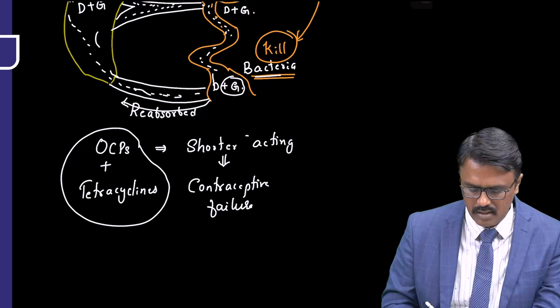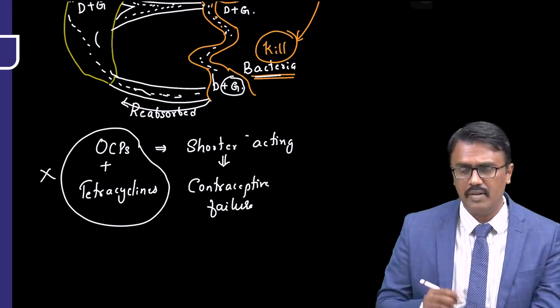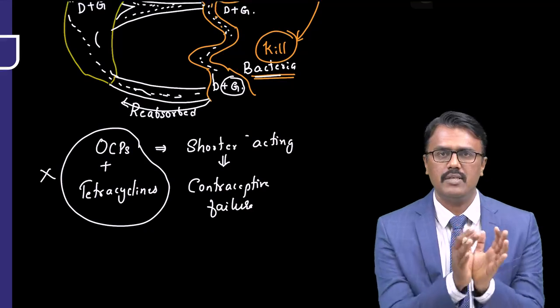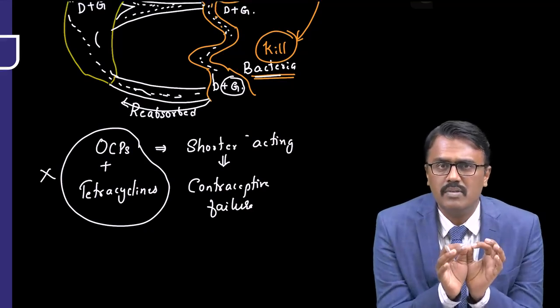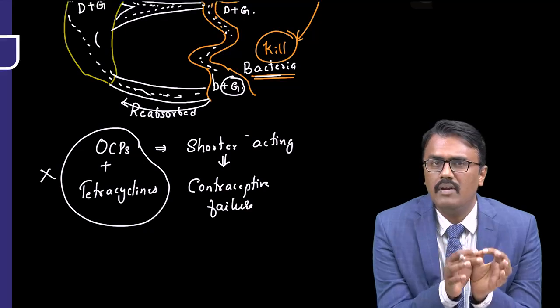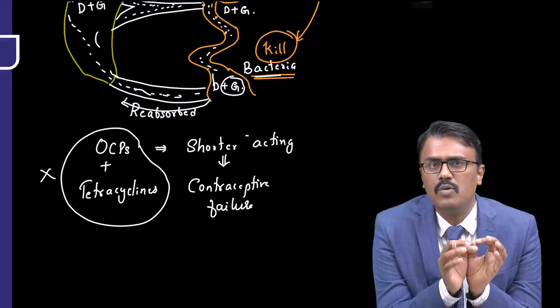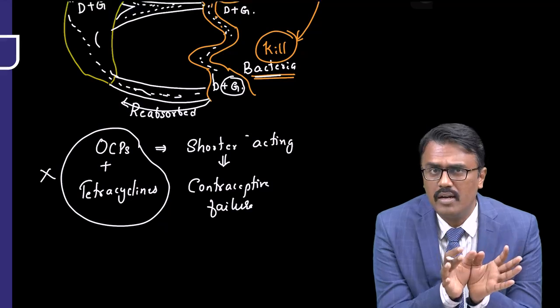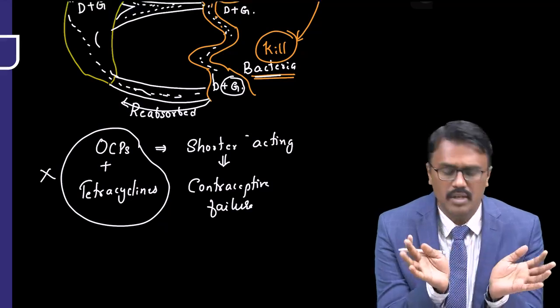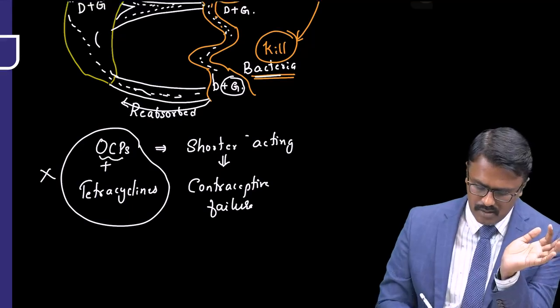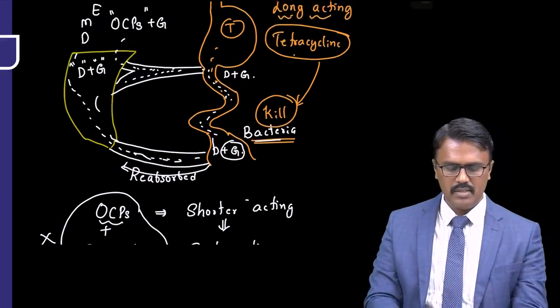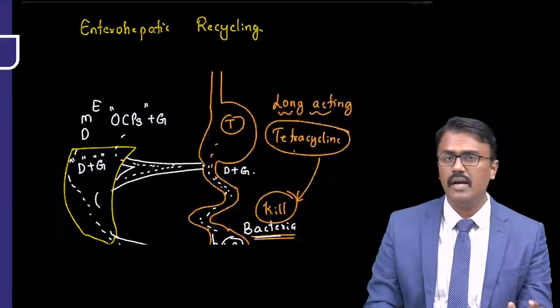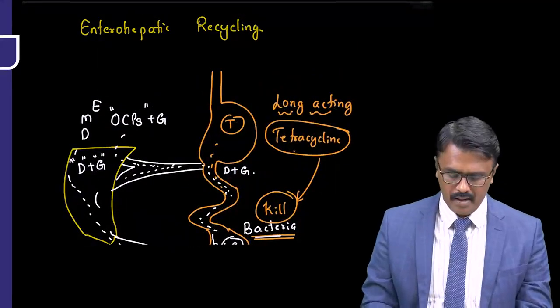OCPs with tetracycline should not be used. Why? I will simplify things. When you use tetracycline, they kill the microorganisms, bacteria in the intestine. That will interrupt the enterohepatic recycling of the OCPs. The OCPs are shorter acting now, and that will lead to contraceptive failure. So don't combine OCPs with tetracycline. Okay, so that is the meaning and that is the understanding of enterohepatic recycling.